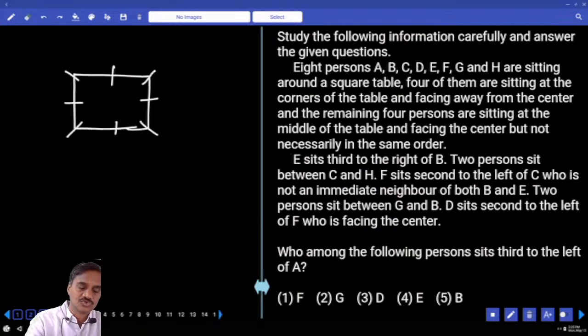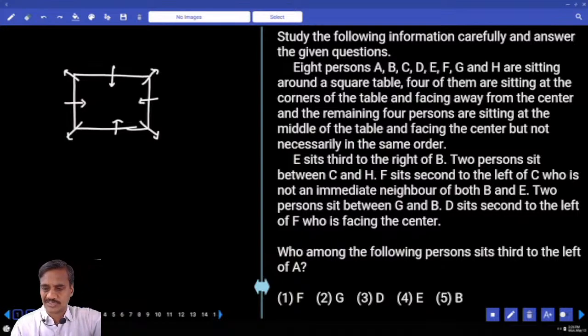Now the persons who are at the centers are facing towards the center, and the persons at the corners are facing away from the center. Then coming to condition number 1, E sits third to the right of B, and 2 persons between C and H, F is second to the left of C, and so on. And 2 persons between G and B, D sits second to the left of F.